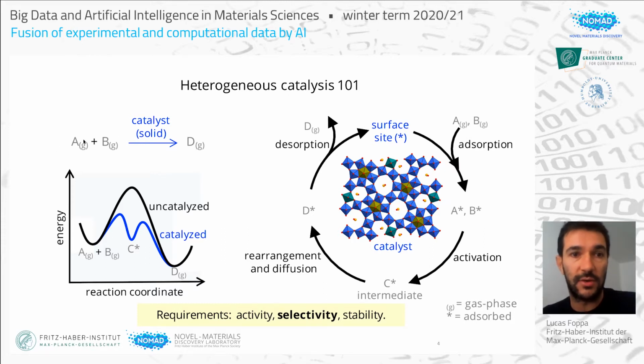In this scheme here, we have A, B, and normally this G means that they are in the gas phase. This is why we call it heterogeneous catalysis, because the material, the catalyst, is in a different phase compared to the reacting molecules. And we would like to transform this into other products, mainly because we would like to have a more value-added product.